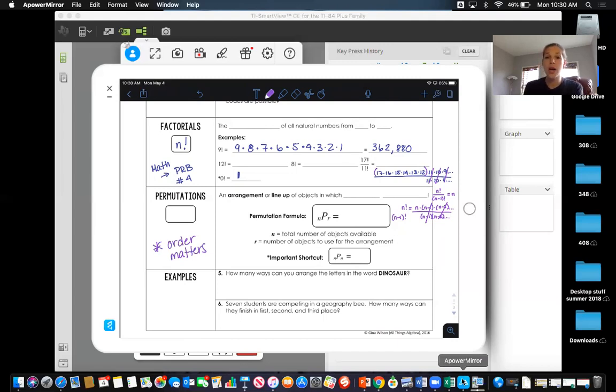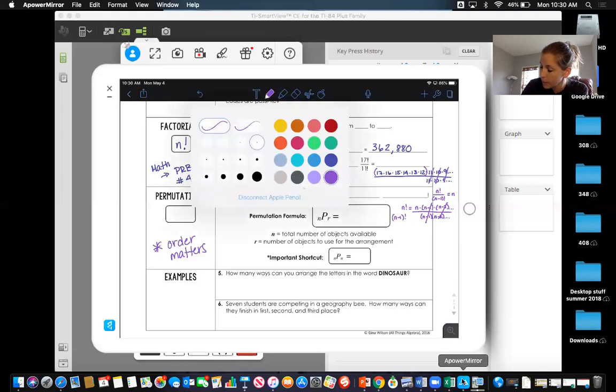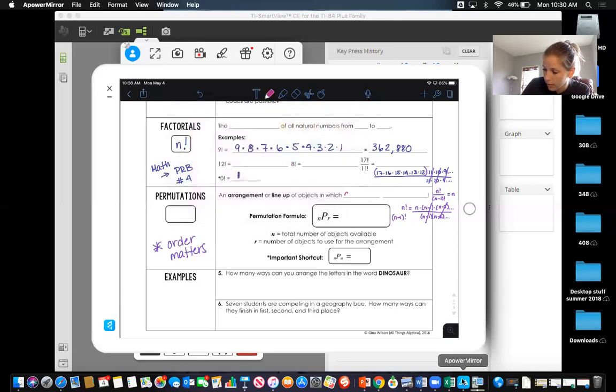An arrangement or a lineup of objects in which, and I kind of put that here already, but I'm going to write it again, order matters, is called a permutation. If you remember seeing that, that is in your math menu. Again, scroll over to your probability menu. I'll let my iPad catch up here for just a minute.